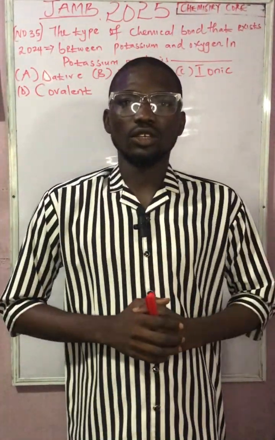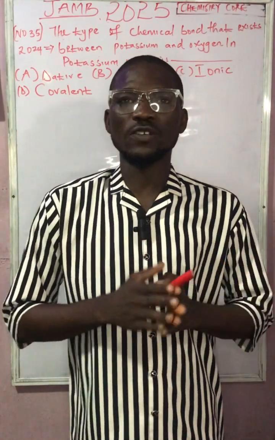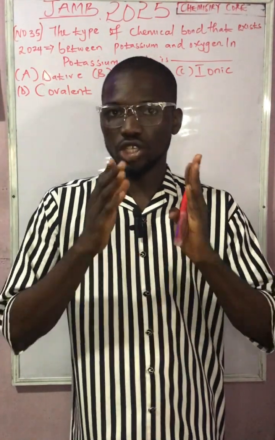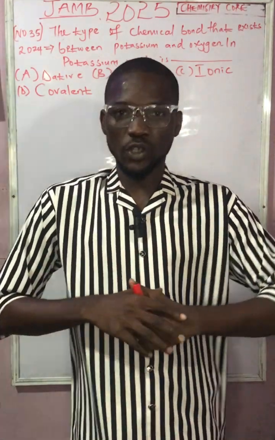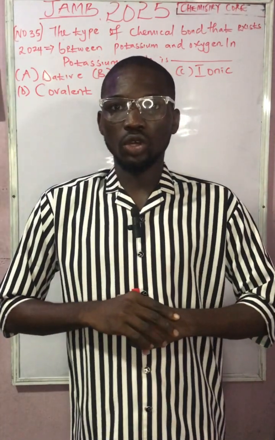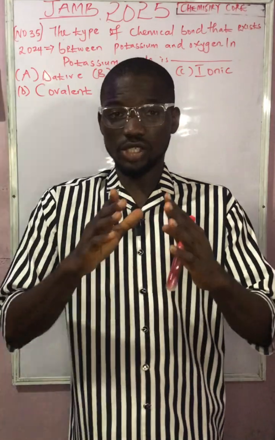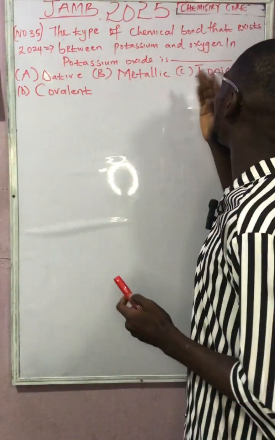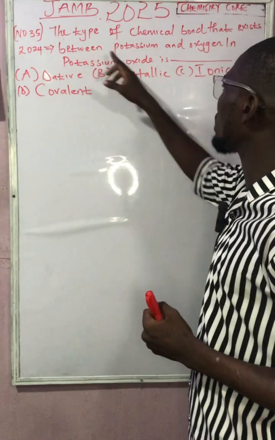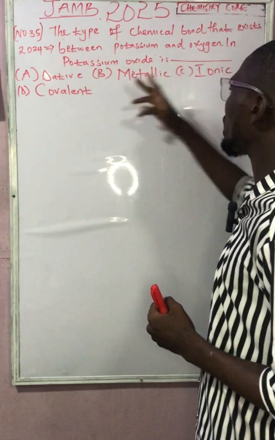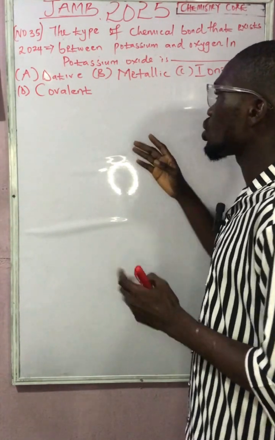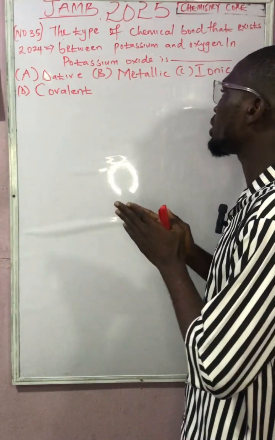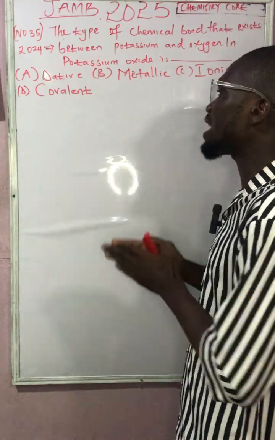In today's lesson, we want to take a look at 2024 JAMB past questions and solutions. Welcome to the first video of the Chemistry course on JAMB past questions and solutions. So the first question goes thus: what type of chemical bond exists between potassium and oxygen in potassium oxide is dash? A, dative bond; B, metallic bond; C, ionic bond; and D, covalent bond.